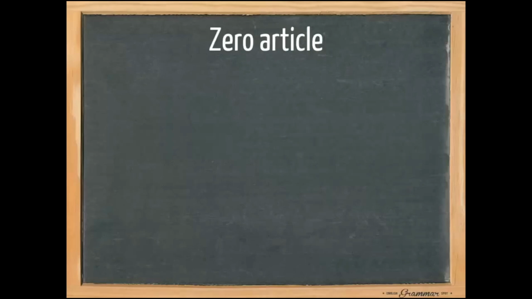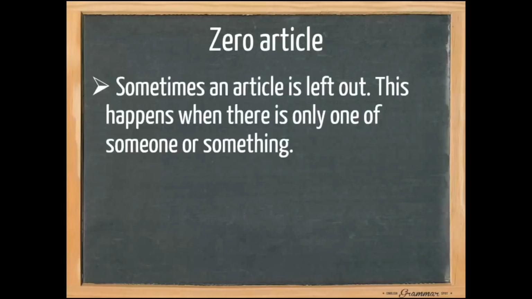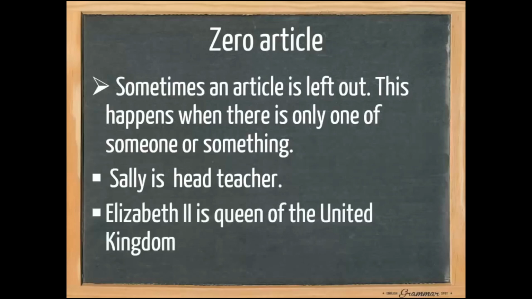Now there's also something that we call the zero article. Here we do not use an article at all, whereas in other languages we might. Sometimes an article is left out. This happens when there is only one of someone or something. For example, Sally is head teacher. There's only one head teacher in school. And perhaps most important, Elizabeth II is Queen of the United Kingdom. There's only one Queen in England.